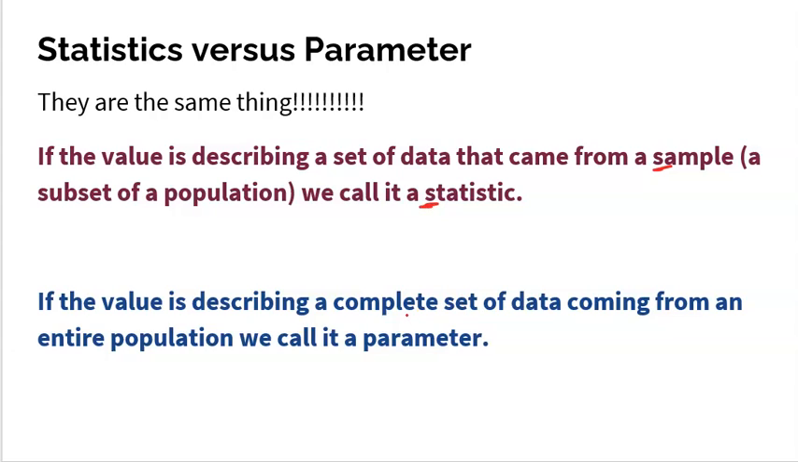If the value is describing a complete set of data coming from the entire population, we call that value a parameter. So again, pretty easy to remember. If it came from a population, it's called a parameter.